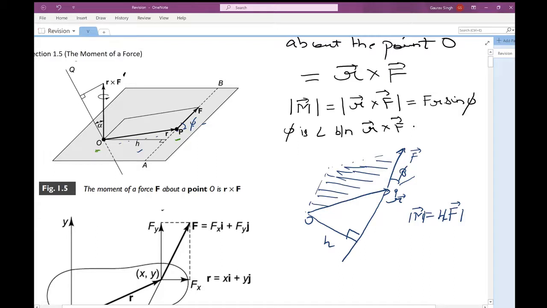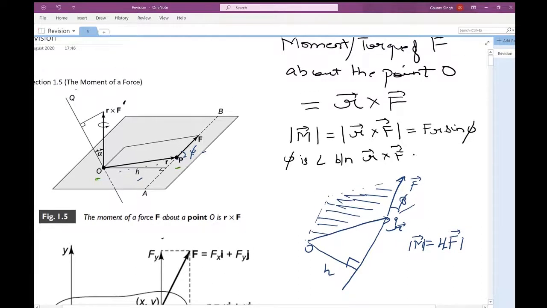So this is how you would define the moment of a force, and let's just recap all that into something which is similar.